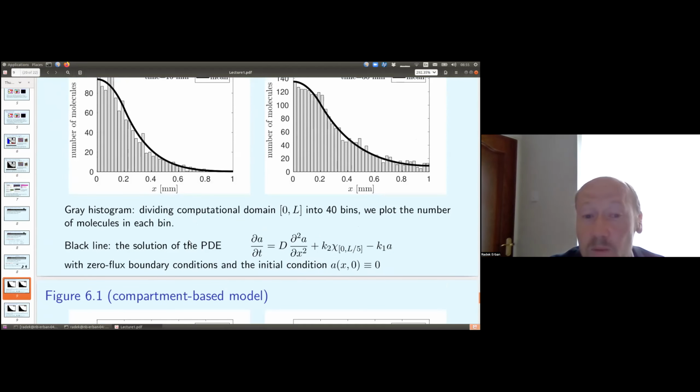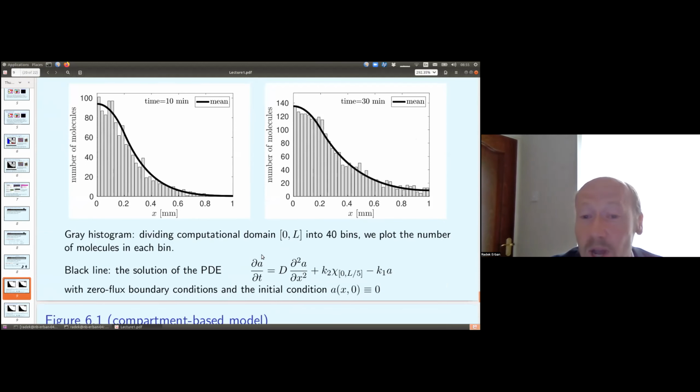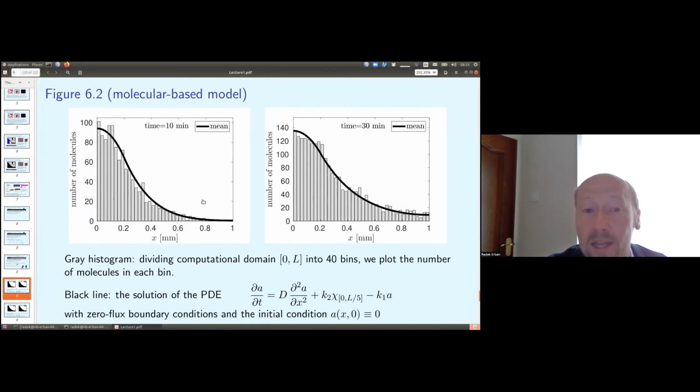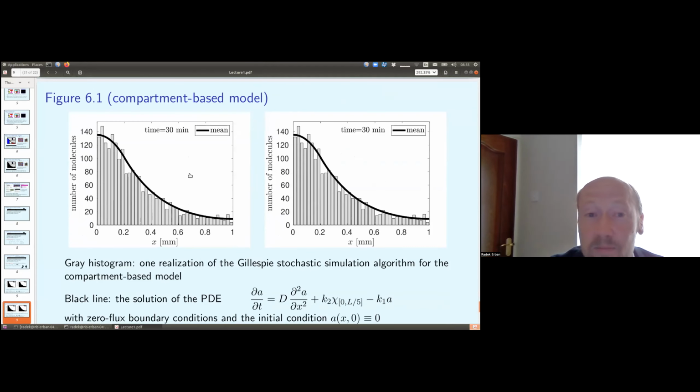In this specific model, one can actually prove, because it's just first-order reactions, that it's described by this partial differential equation. Or, for the compartment-based model, the proof is that it's described by something called the reaction-diffusion master equation. And if the bin size goes to 0, then it converges to this partial differential equation. So that's the proof.